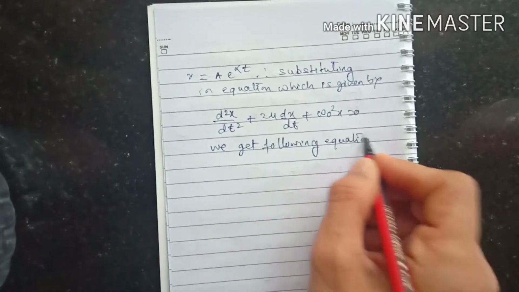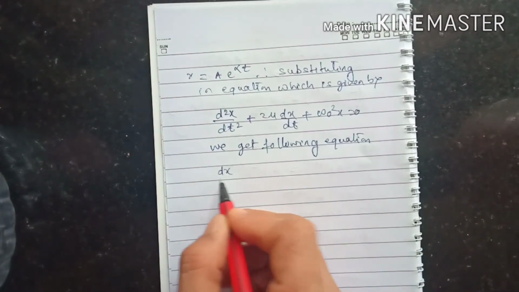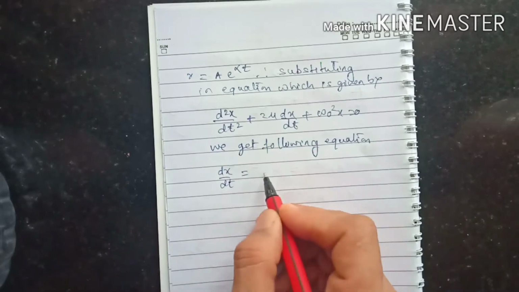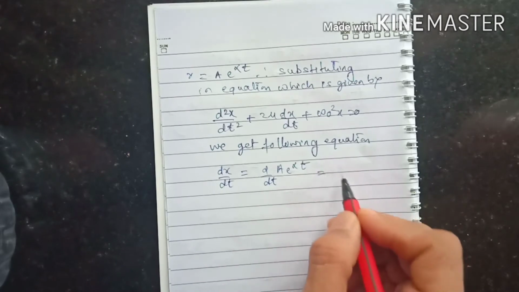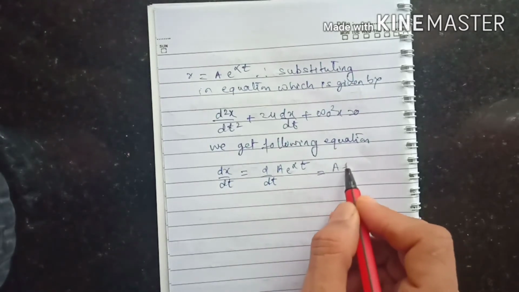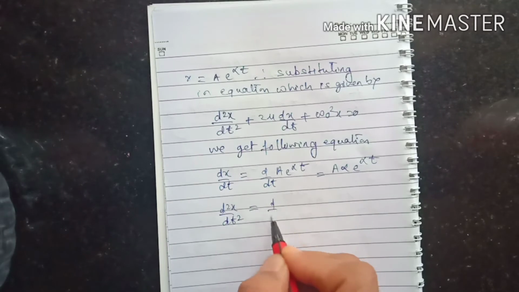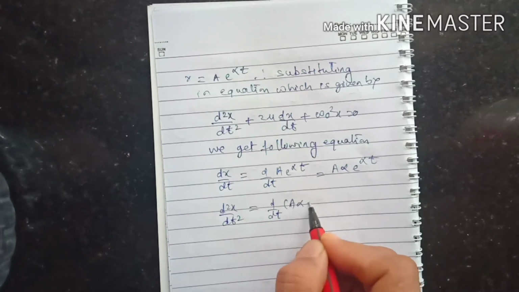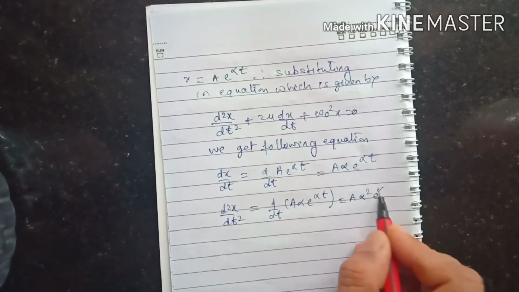Can you guess what we will get? We will first find the differentiation. What will be dx/dt? It is d/dt of A e^(alpha t). If you differentiate it, the exponential function remains the same and its coefficient is multiplied, so we get A alpha e^(alpha t). What is now d²x/dt²? That will be d/dt of A alpha e^(alpha t), so we get A alpha² e^(alpha t).